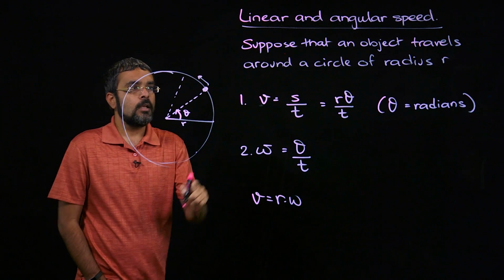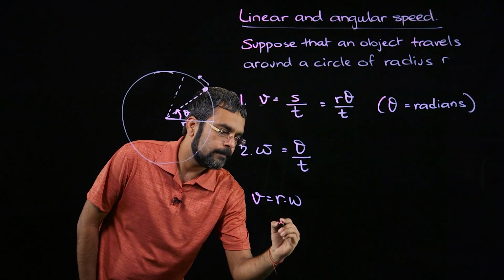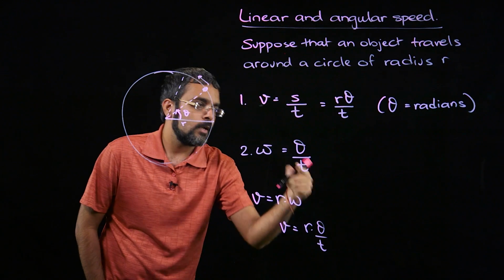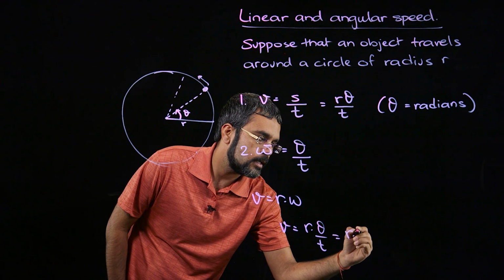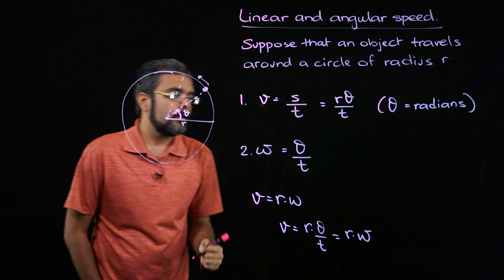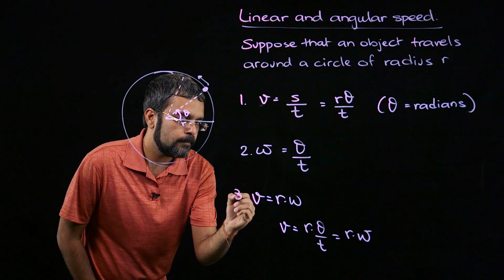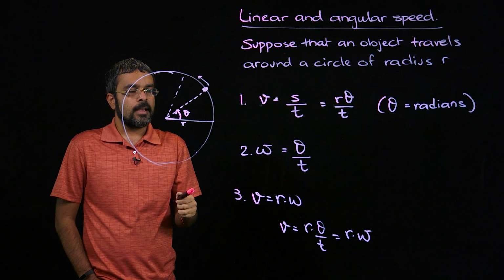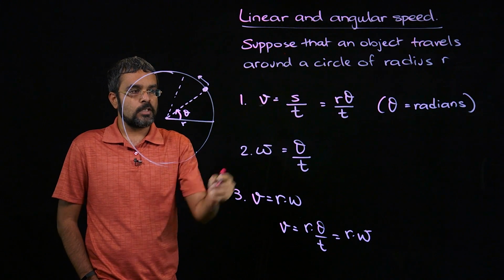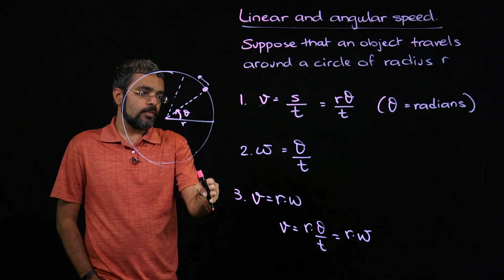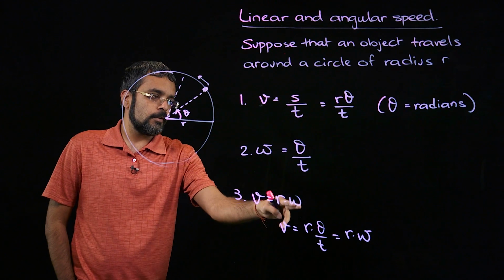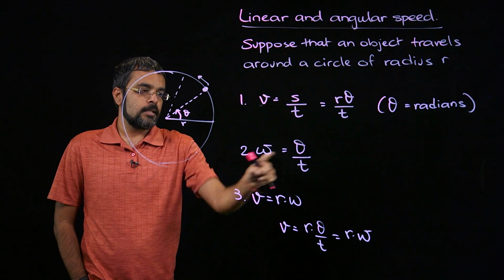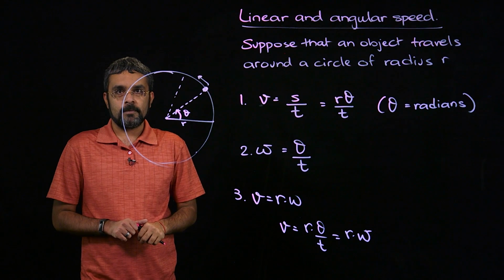And how do we get this? Well, let's think about it. We have v, right, from here we have v equals r times theta over t. And what is theta over t? Well, theta over t is omega, so this is r times omega. And so I have three formulas essentially here. First one is for linear speed, where I have v equals s over t. Second is my omega, which is theta over t, or the change in angle over time. And the third one we have is comparing the linear velocity with my angular velocity, and I get linear velocity equals radius times your angular velocity.